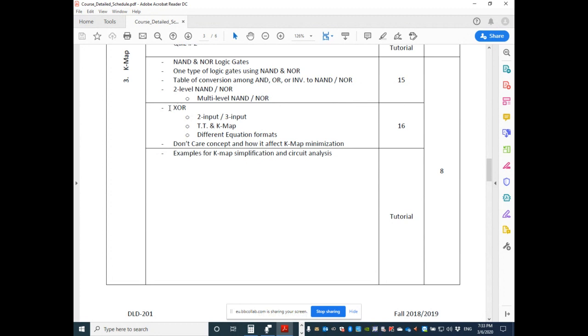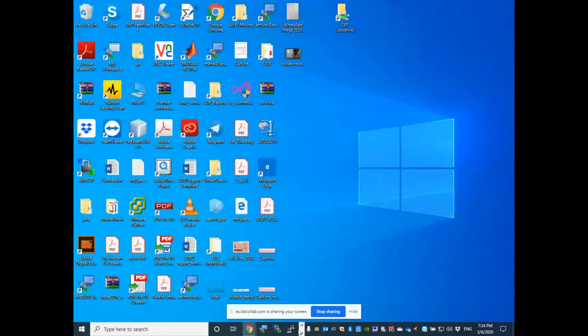If time allows in this session or maybe the next, we will also cover the XOR, which is one extra gate that we haven't studied yet. Don't care is already covered. So we will learn the XOR, 2 inputs and 3 inputs, its truth table, its K-map, and different equation formats for the XOR. So let's start our lecture.